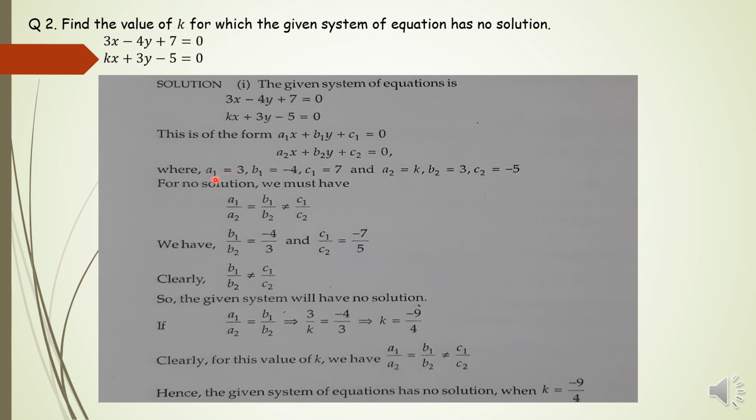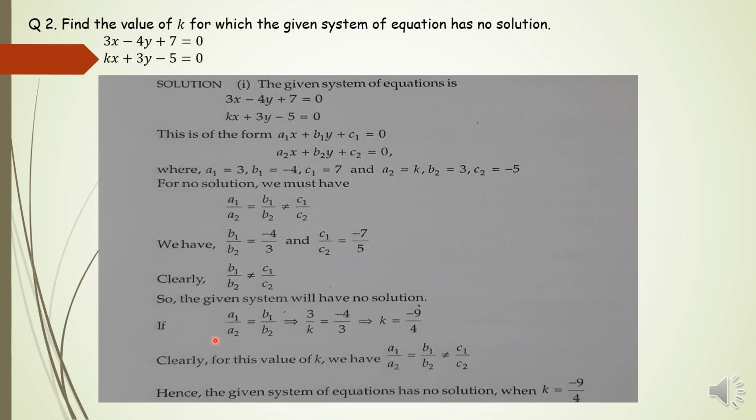Then we get a1 is equal to 3, b1 is equal to minus 4, c1 is equal to 7, a2 is equal to k, b2 is equal to 3, c2 is equal to minus 5. We know for no solution, the pair of lines are parallel. So we must remember the condition a1 by a2 is equal to b1 by b2, not equal to c1 by c2. We have b1 by b2 is equal to minus 4 by 3 and c1 by c2 is equal to minus 7 by 5. Clearly we can see that b1 by b2 is not equal to c1 by c2.